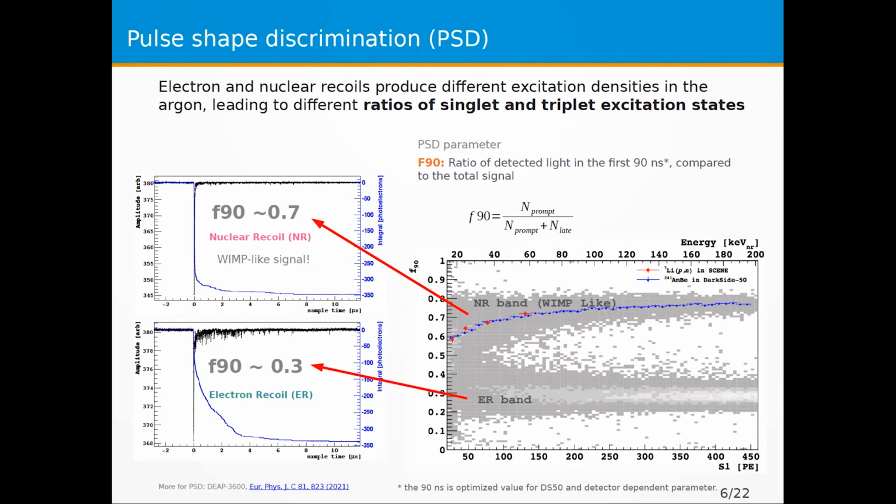So with this, for instance, in an electron recoil, there is a long tail, which makes the F90 parameter smaller. So the average value of this is more or less 0.3. For the nuclear recoil band, the tail of this pulse is quite flat. That is why the overall parameter is closer to 1. And yeah, the average value for this band is around 0.7.